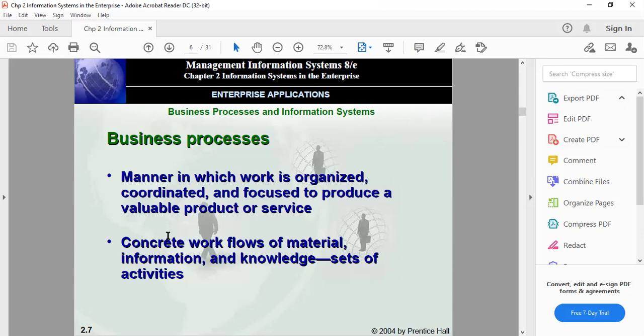Then we have the concrete work flows of material. Bottom line, the customers should be getting value depending on what they want in the product or what they need. Then concrete workflows of material, information, and knowledge. These are the sets of activities that would constitute the business process. Whether it's just trivial or complex or complicated business processes, of course, raw materials will be needed, the information, and knowledge as well.